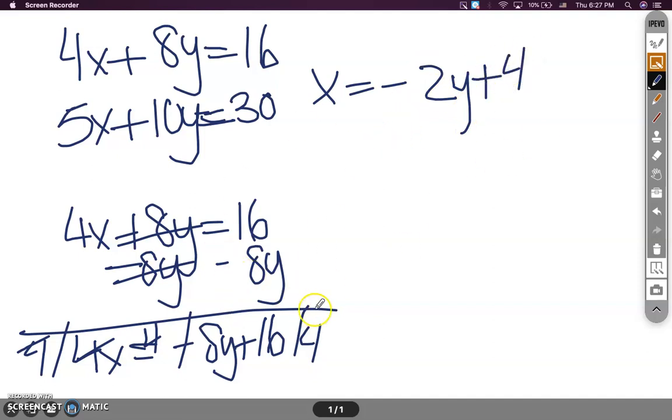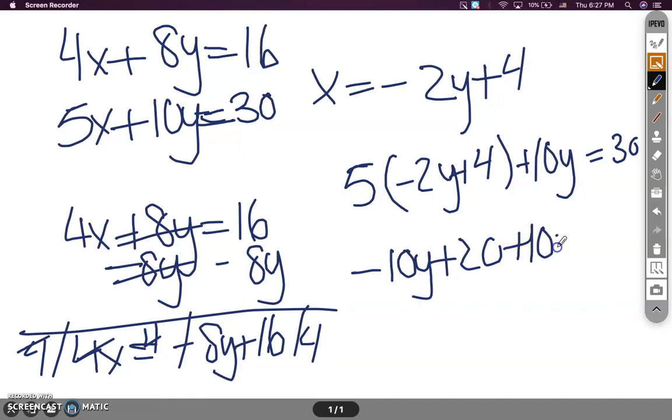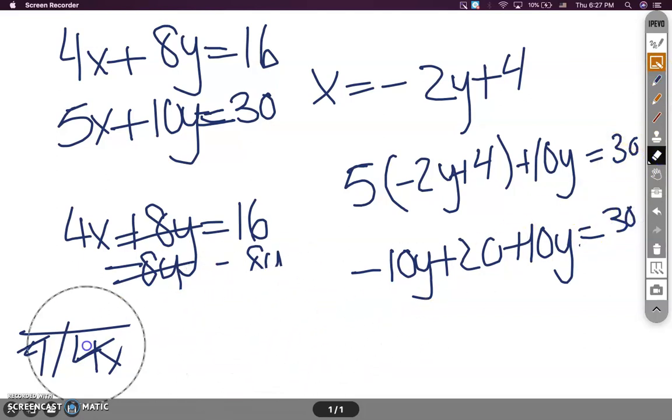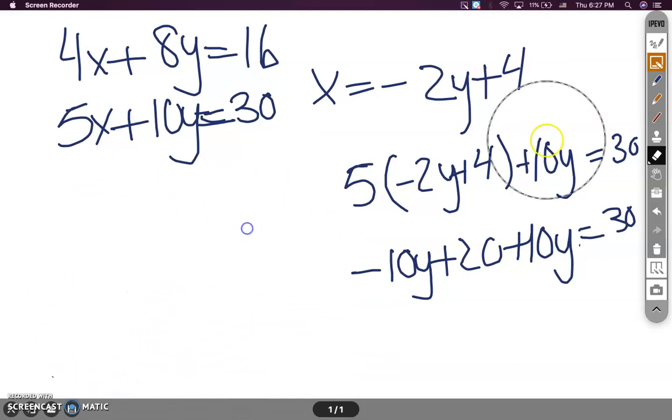Now I'm going to plug the negative 2y plus 4 into the other equation. So I have 5 times negative 2y plus 4, plus 10y, equal to 30. I'm going to distribute the 5, so I get negative 10y plus 20 plus 10y equal to 50. No, sorry, not 50, equal to 30. I was adding the 20 and 30 by accident, so it's equal to 30. All right. Now let me clear this up a bit. Okay, after I clear this, let me continue solving the problem.